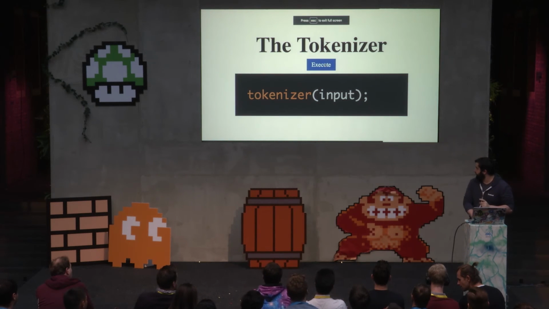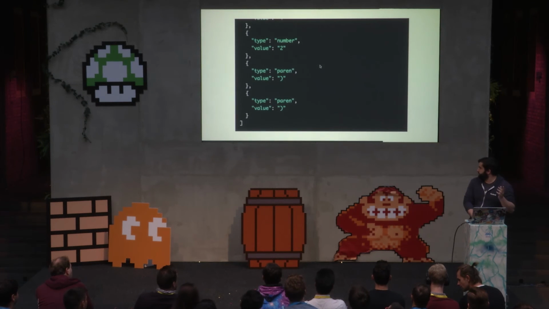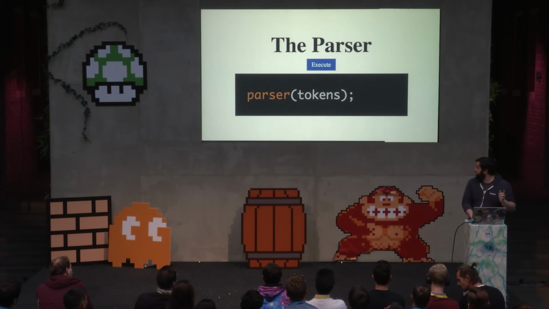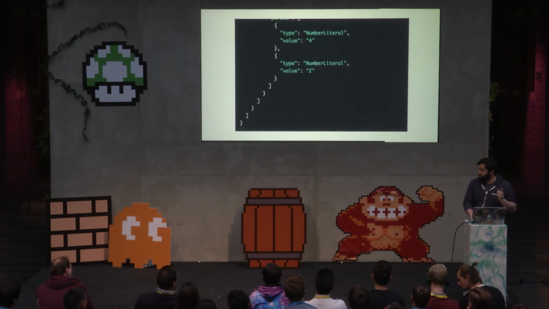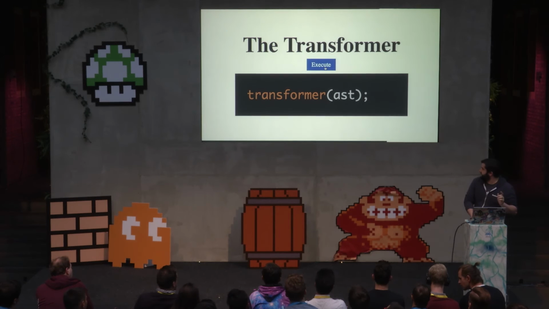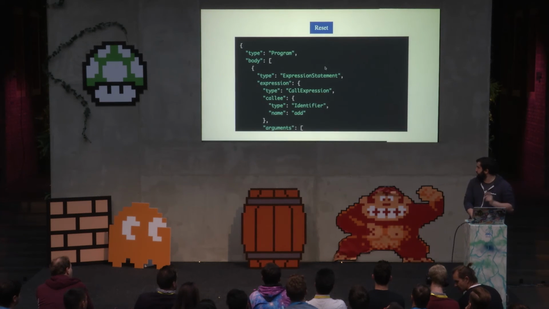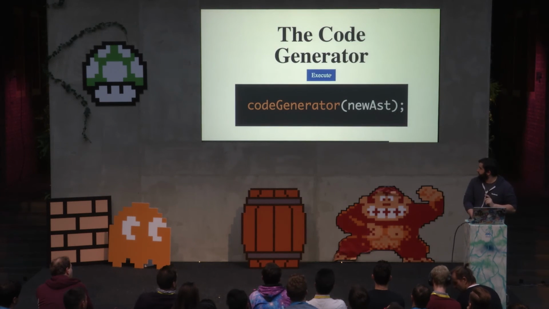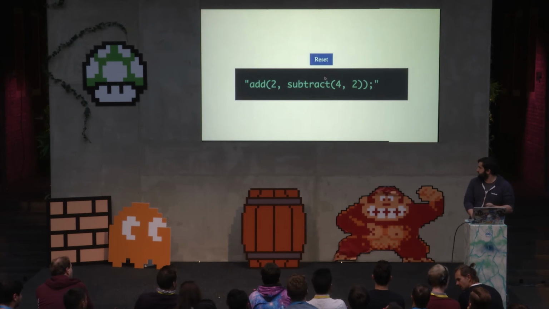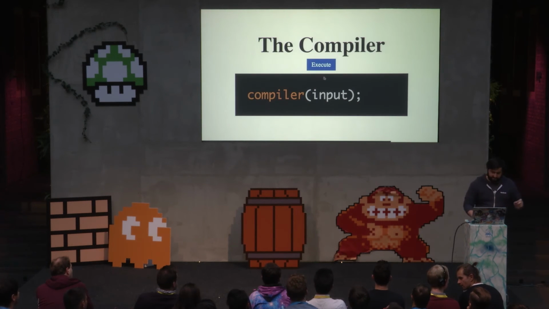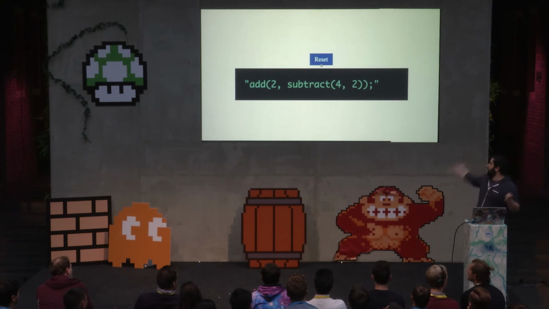So here's our tokenizer with a string of input. There are the tokens. Hooray. Parser, take those tokens and turn it into an AST. Transformer, take that AST and turn it into a new AST. Code generator, take that new AST and turn it into a string. And then all together, we'll take the input all the way to the end, and we will generate our program.